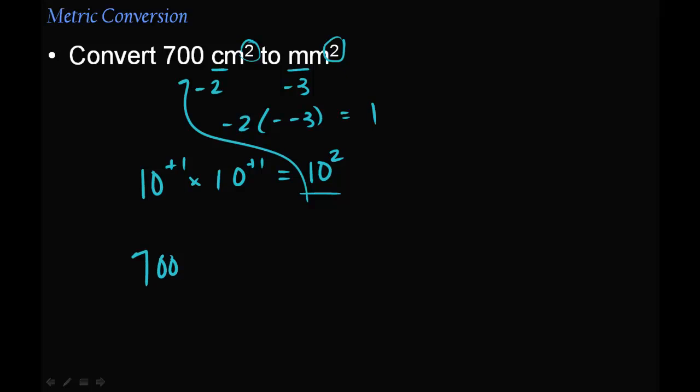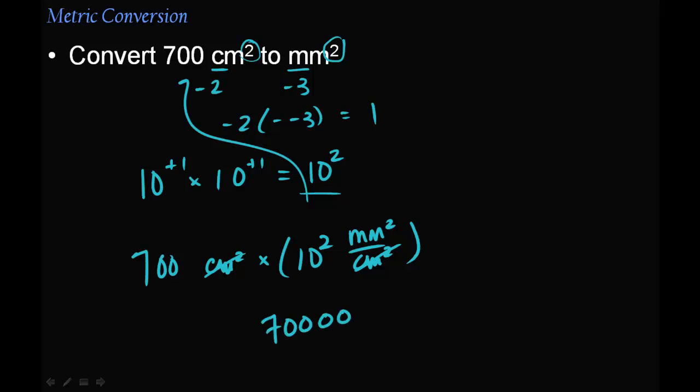So we got 700 centimeters squared times 10 squared. Now this is going to be square millimeters per square centimeter. Again, the centimeters would cancel out. We get 700 times 10 squared, which gives us 70,000 square millimeters. So just be careful when your units are squared or cubed. You can treat them the same way and get your same conversion factor, but remember, you have to multiply by that conversion factor the number of times that your unit is to a power. So in this case, you multiply it twice.